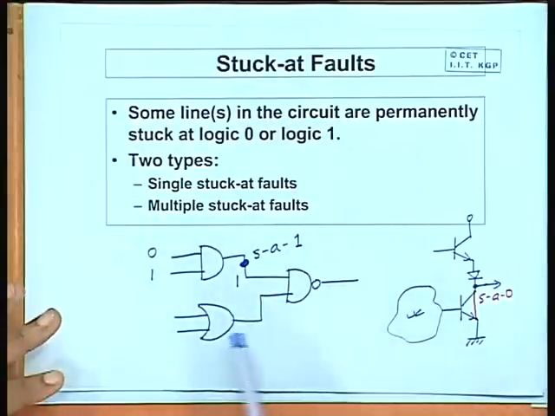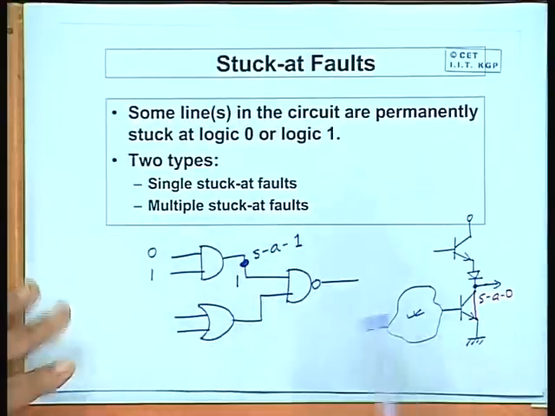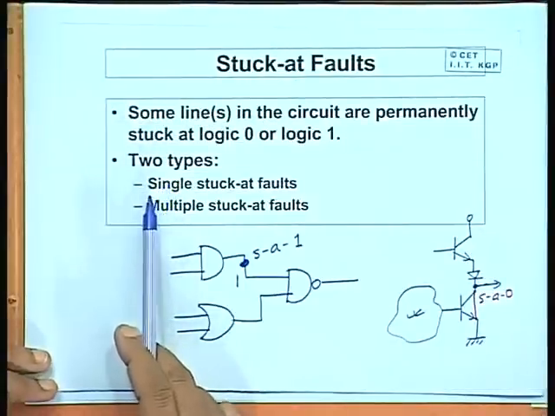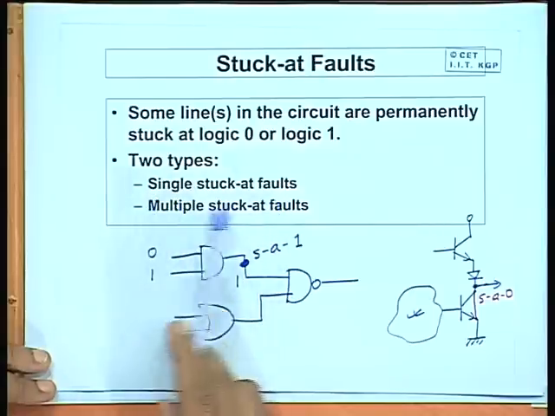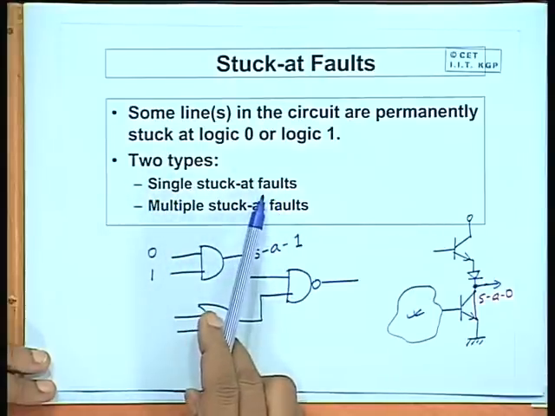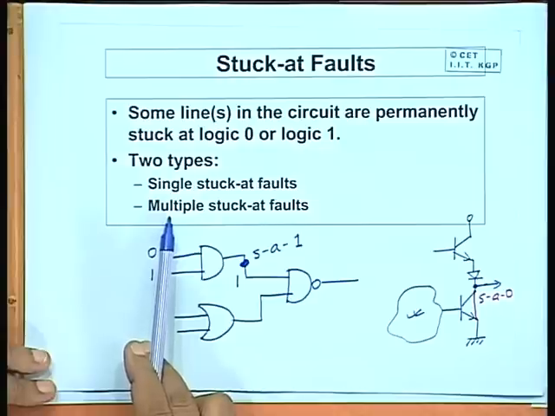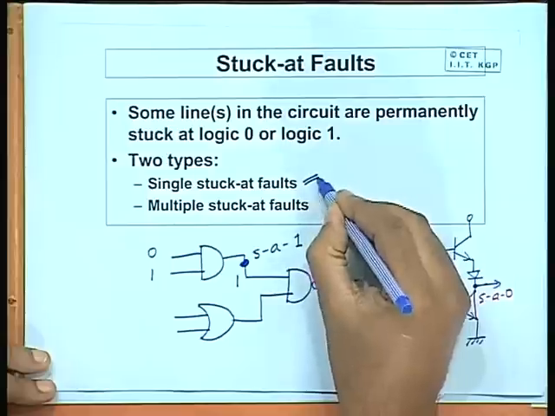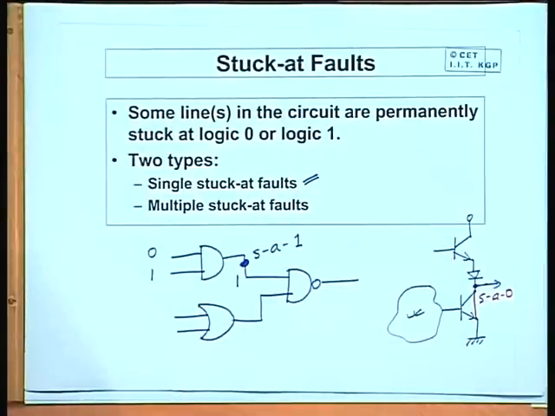Well, almost all the physical faults which are possible in a circuit can be modeled by an equivalent stuck-at fault model. Of course, there are some faults which cannot be modeled, but most of them can. Now, in the stuck-at faults, we can consider one stuck-at fault at a time, which is called the single stuck-at fault model. We can consider more than one fault occurring at a time, that is the multiple stuck-at fault model. Now, again, the single stuck-at fault model is more popular because of its simplicity. Well, we will see how simple it is later.